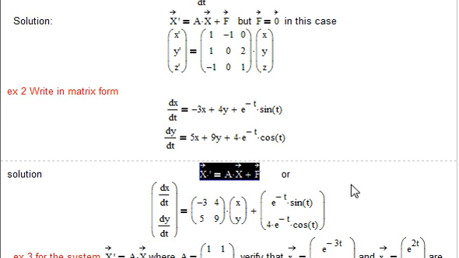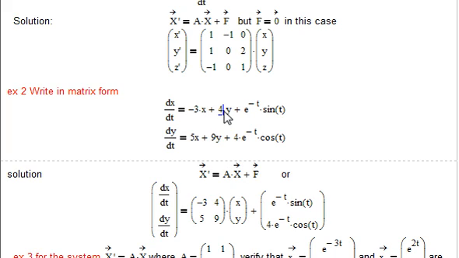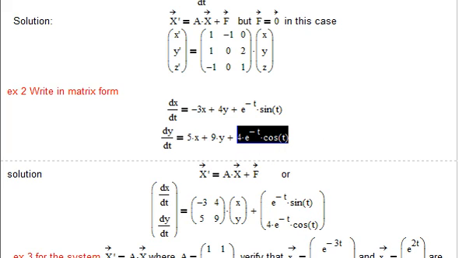So writing this system in matrix and vector format, the vector dx dt, dy dt equals, now notice where I'm getting these coefficients, negative 3x plus 4y, so negative 3 and 4, 5x, 9y, so 5 and 9, and then the vector x, y, and then plus this additional function, e to the negative t times sine of t, and this one 4 e to the negative t times cosine of t. You get it? Good. I'm glad you get it.